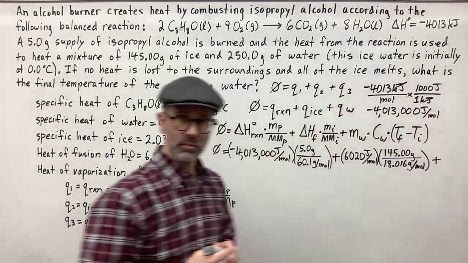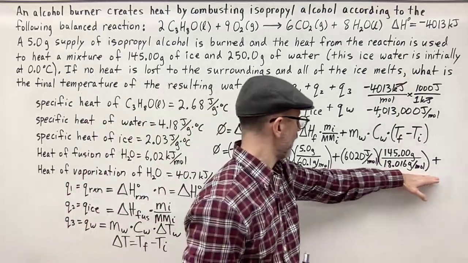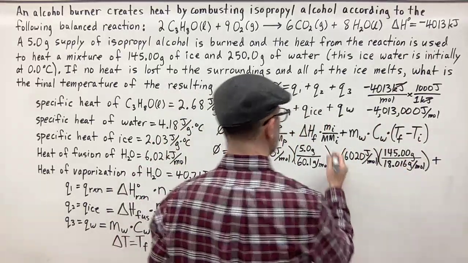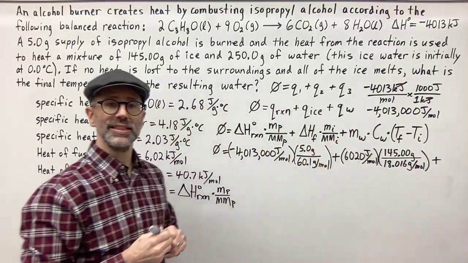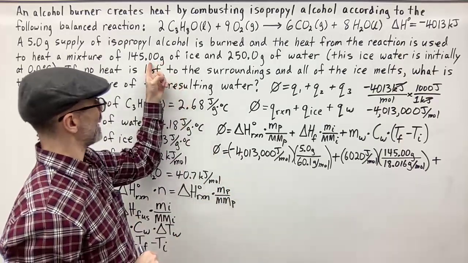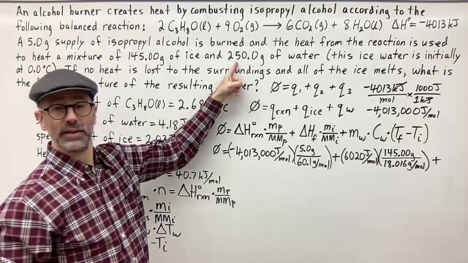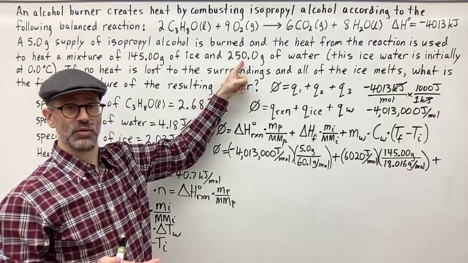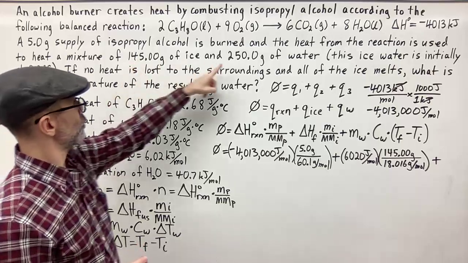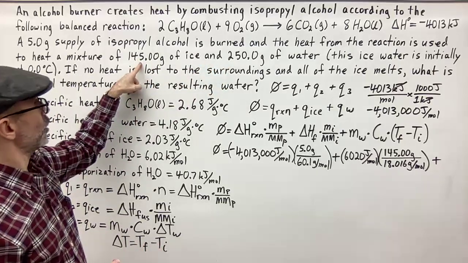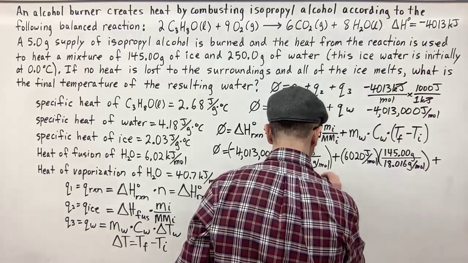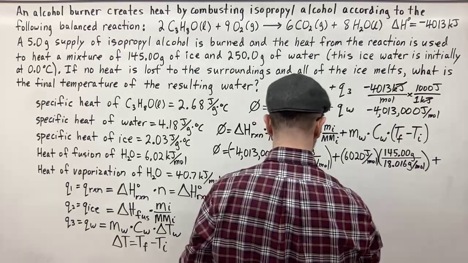And we got our third part to add, which is this right here. I'm going to add that down here. It's going to be the mass of the water. Now remember, this is the mass of the water after the ice is melted. So it's going to be the mass of the ice that melted plus the mass of the water that was originally there. So 145 plus 250, that's going to give me 395 grams.